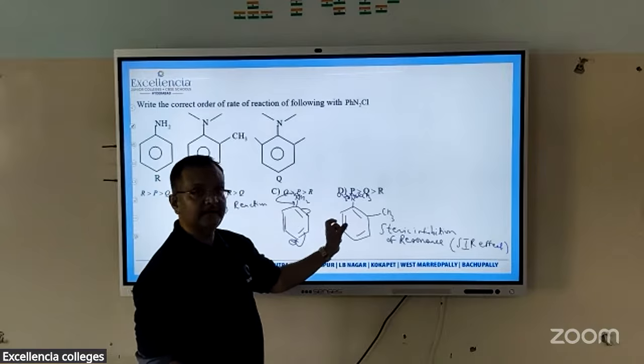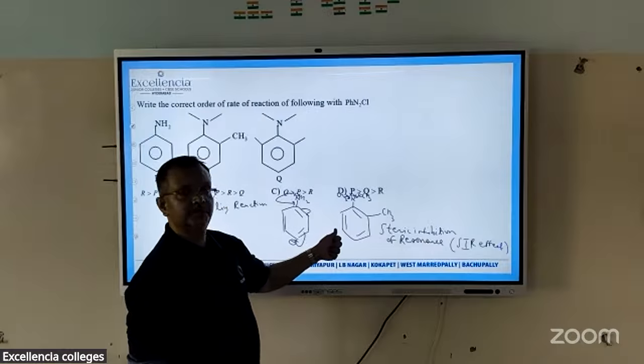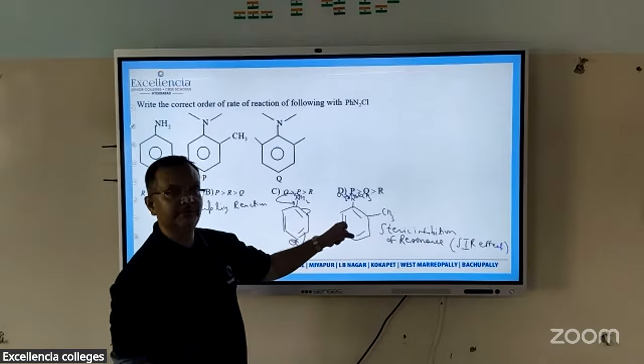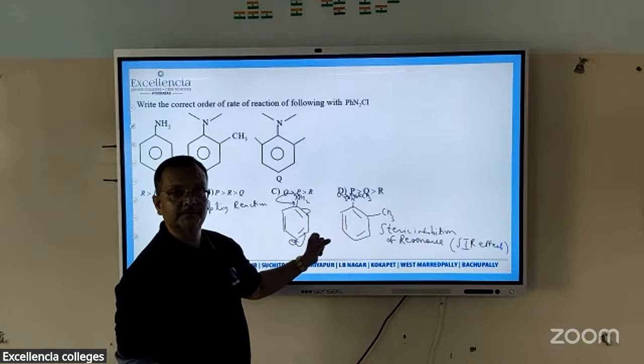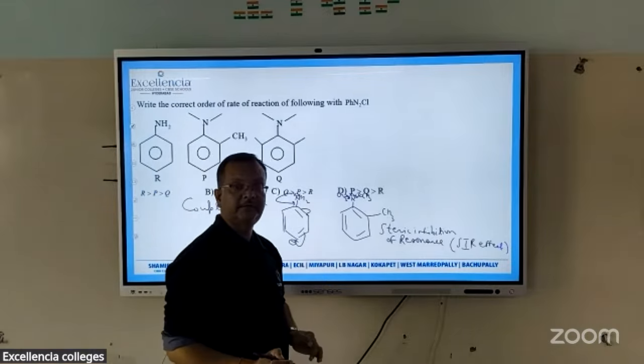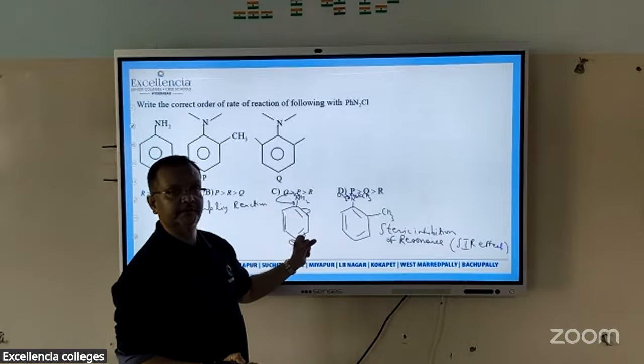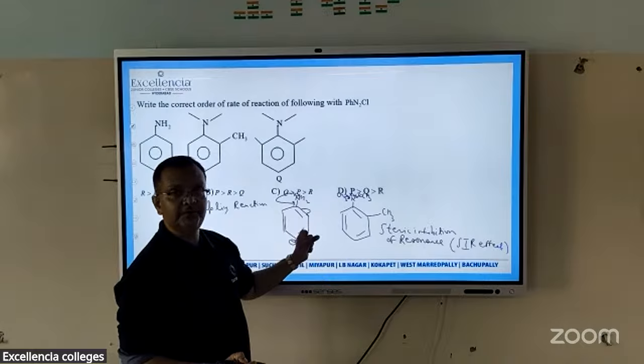So here the activation effect is greatly reduced, and when we compare these two, this one is more reactive and this one is less reactive than this compound. So automatically reactivity with the electrophile will decrease. Here the electrophile can't make an easy attack as compared to this one. So out of these two, which is more reactive? The first one is more reactive than the second one.